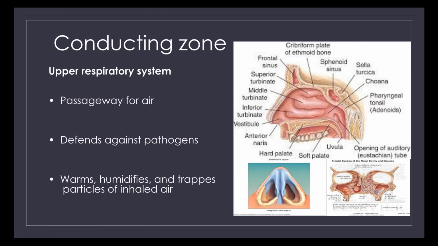The upper respiratory system has three functions. First is the passageway for air. Second, it defends against pathogens. Third, it warms, humidifies, and traps particles of inhaled air.